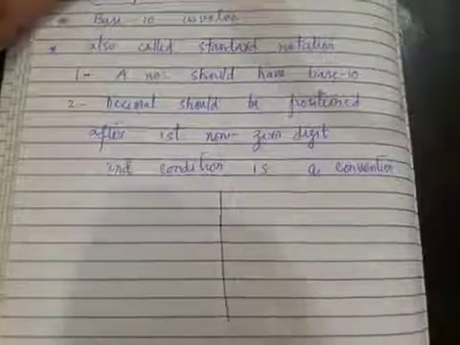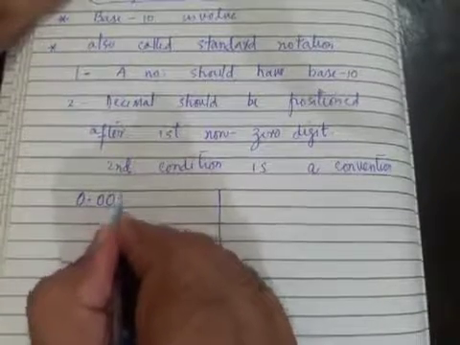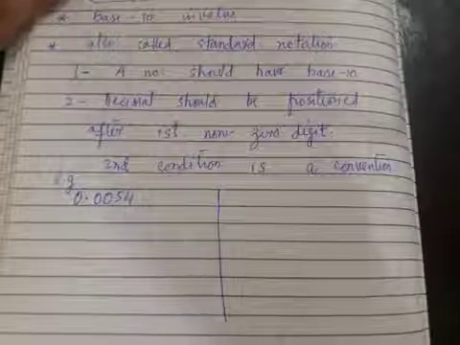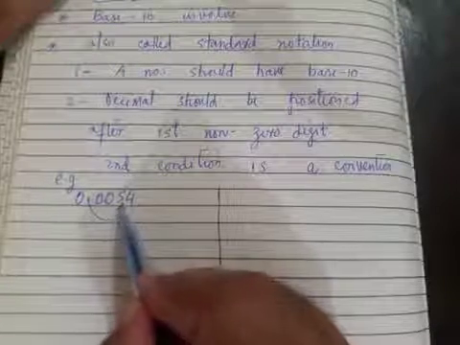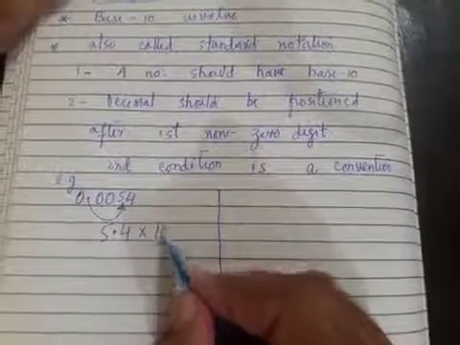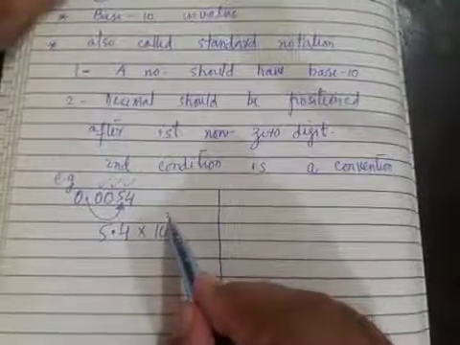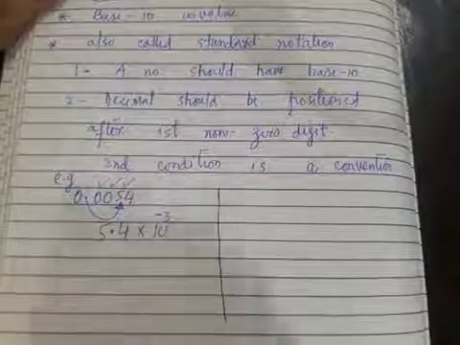Let me explain with few examples. Let's suppose we have a number 0.0054. As per the rule, the decimal should be placed after the first non-zero digit. So the number becomes 5.4. Now we have moved the decimal point 3 digits, 1, 2, 3. So it becomes 10 raised to power 3. And since it is moved from left to right, we place a negative sign.